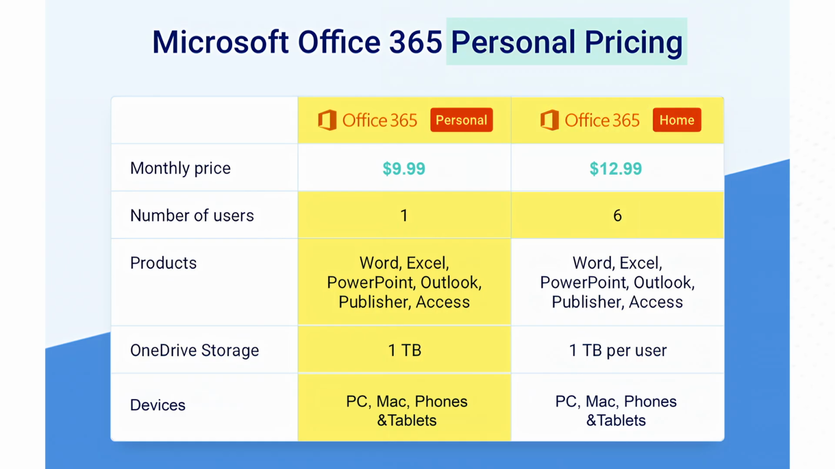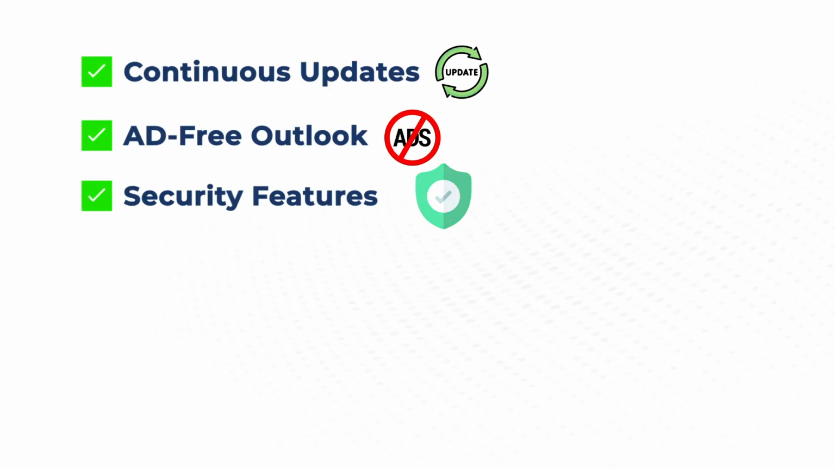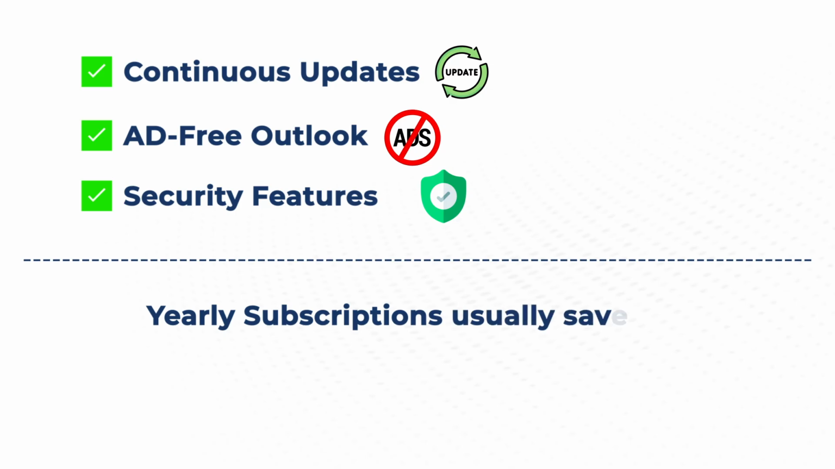Microsoft 365 Family, best value for households. Share with up to 6 people. Everyone gets their own premium apps and their own 1 TB of OneDrive storage. Both plans include continuous updates, ad-free Outlook, and security features. Yearly subscriptions usually save you money over monthly.